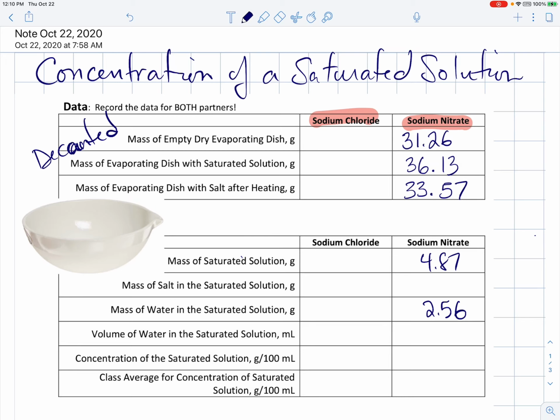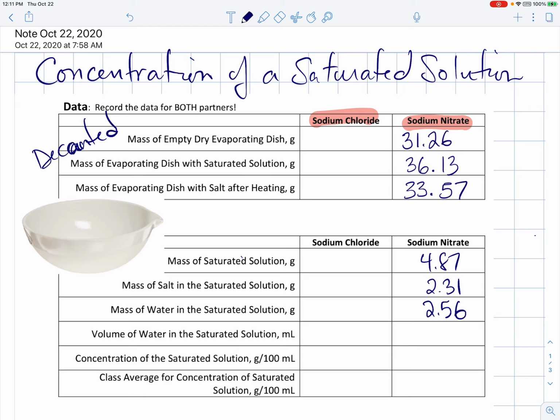Now we need the mass of salt that was in the solution. The salt, well, look at the numbers at the top. The first number is the mass of the dish. The third number is the mass of that dish with the dry salt in it. So if we subtract those numbers, we're going to get the mass of the dry salt. So 33.57 minus 31.26 gives me 2.31 grams of salt.